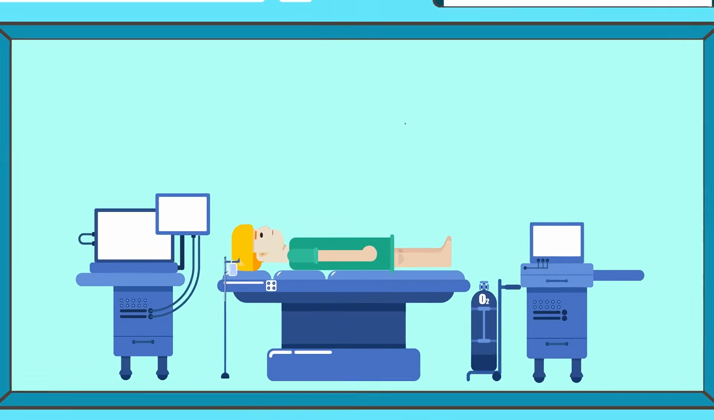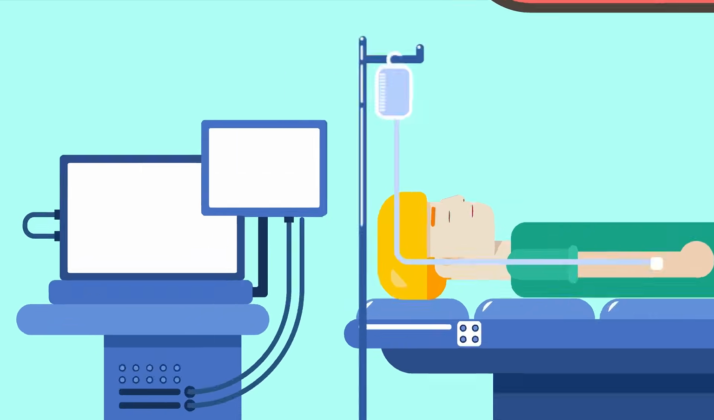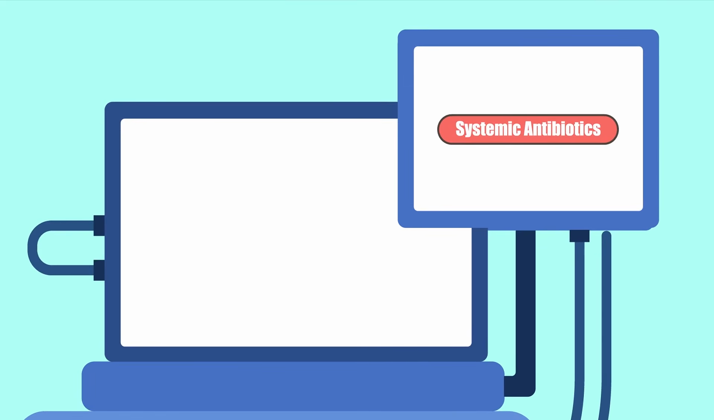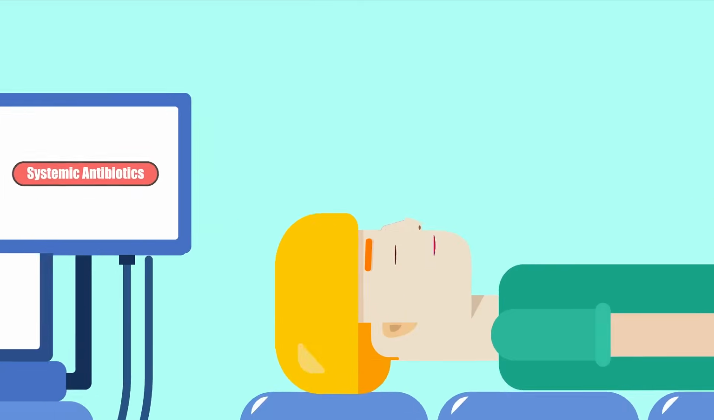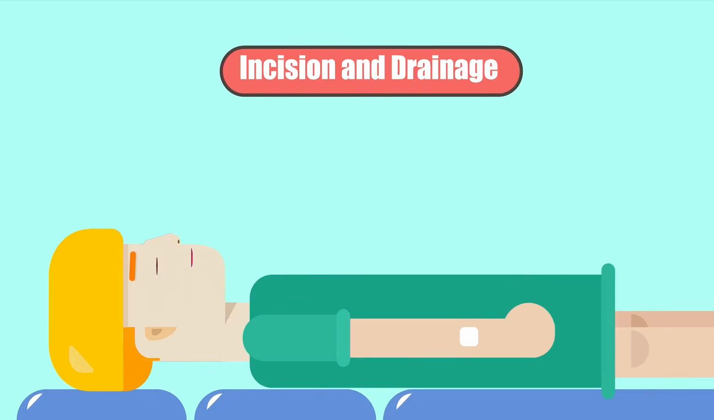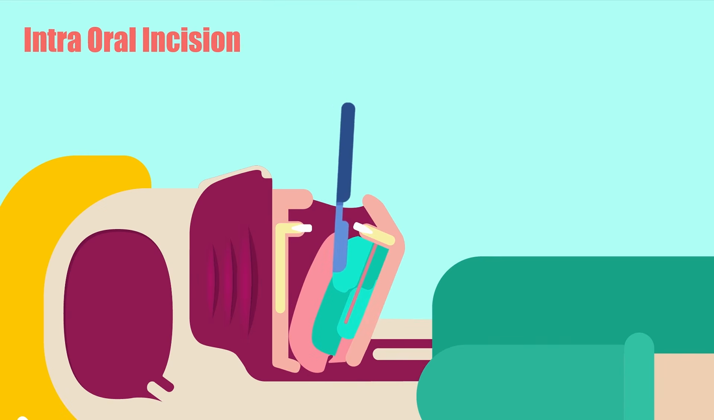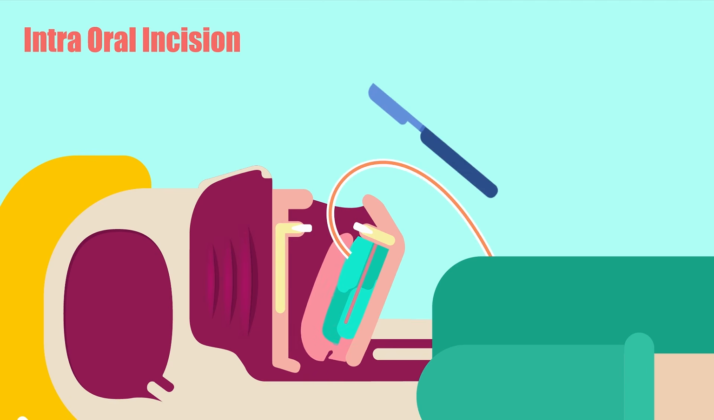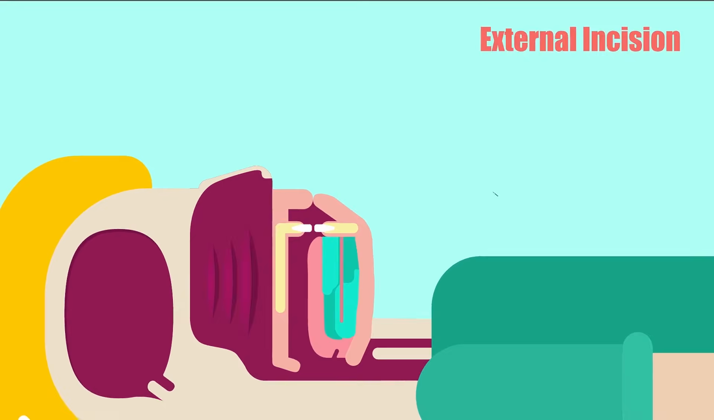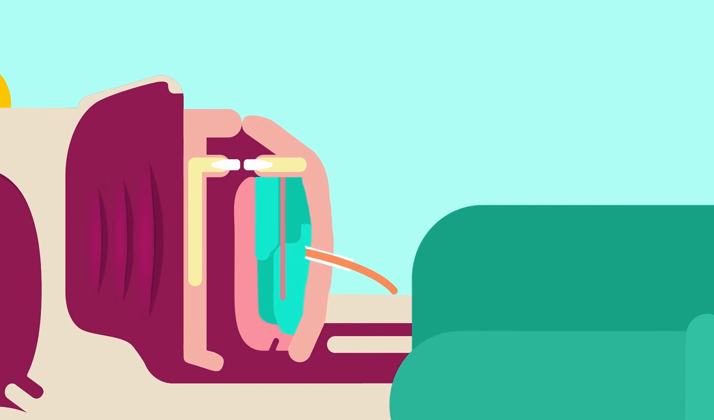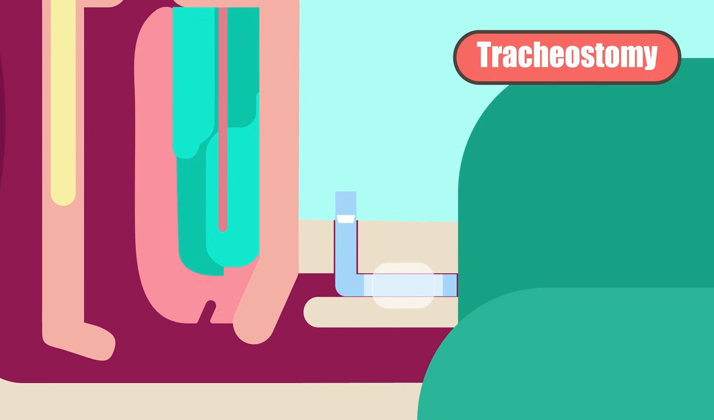Treatment. Give IV fluids. Systemic antibiotics covering gram-positive organisms and metronidazole. Incision and drainage of abscess if localized. Intraoral incision is given if localized to the sublingual space. External incision if involving the submaxillary space. Tracheostomy if the airway is endangered.